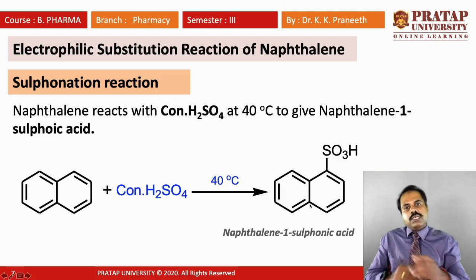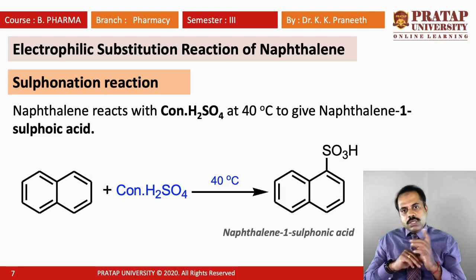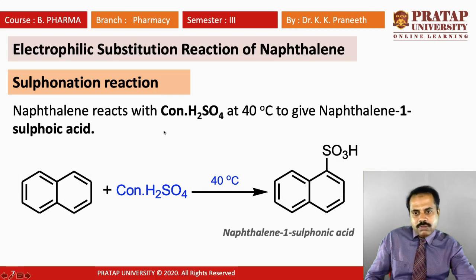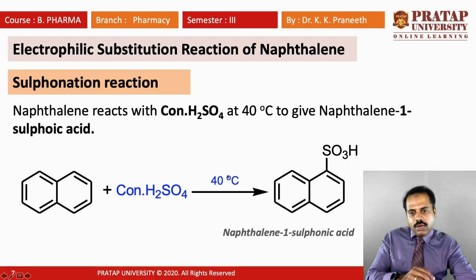What about the sulfonation reaction? Sulfonation is very interesting because you will get both products, depending on the condition. Naphthalene reacts with concentrated sulfuric acid at 40 degrees Celsius to give naphthalene-1-sulfonic acid as the product. This is the product, naphthalene-1-sulfonic acid. So take the naphthalene and add sulfuric acid at 40 degrees Celsius, and you will get naphthalene-1-sulfonic acid.